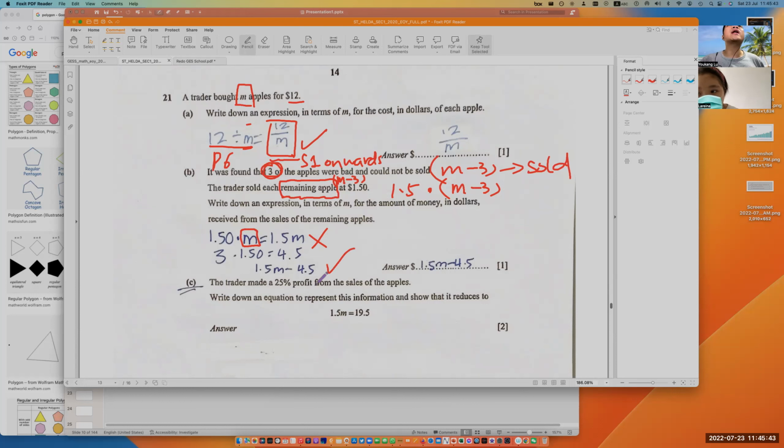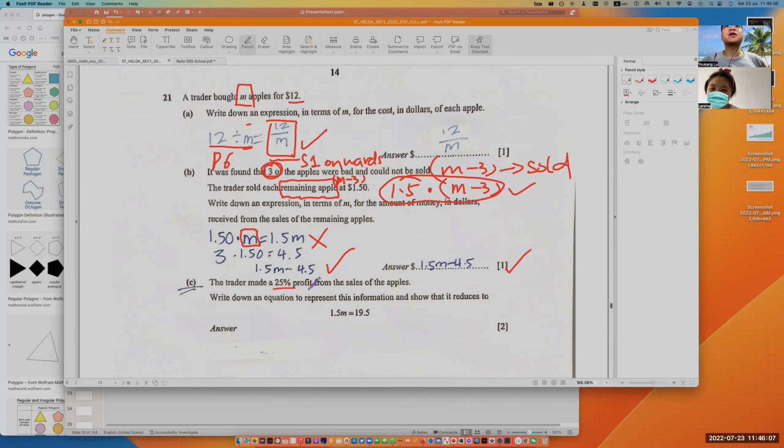This is also one way you can do it, but you should do it this way. I'm not saying you are wrong, but don't complicate things. Just do it like this. Your answer is correct, but don't complicate things. Just simple. Then the trader makes a 25% profit from the sales of the apples.